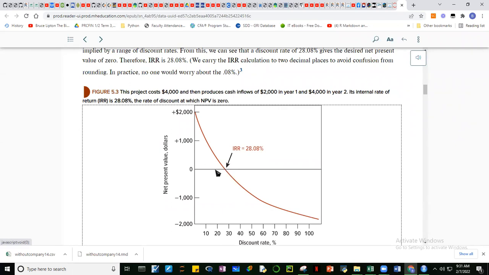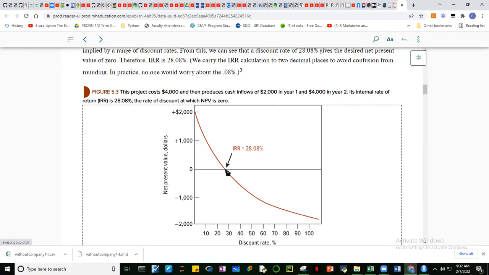Take a look at this plot. If the cost of capital is less than 28.08, then you have this portion where the net present value is positive, to the left of 28.08, which means that the discount rate is less than 28.08%. To the right of 28.08, in this portion, the net present value is negative. At 28.08, the net present value is equal to 0.